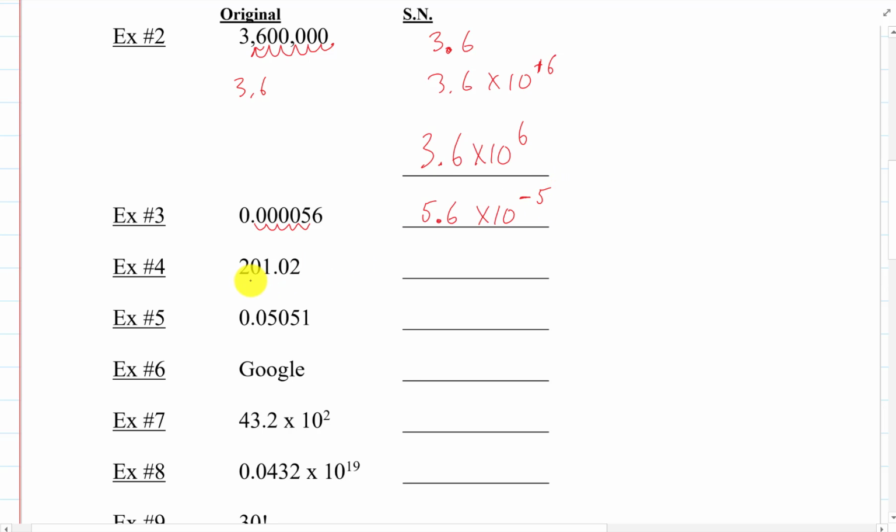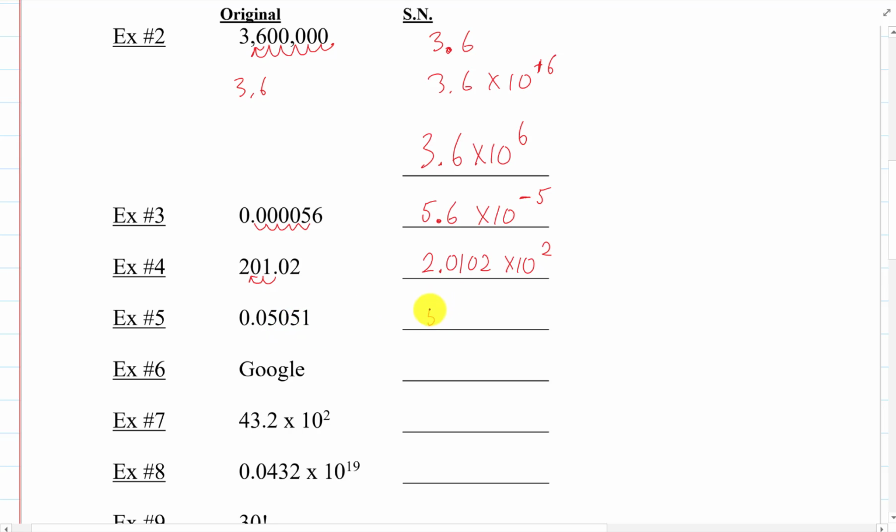Here's another one, number 4, 201.02. We're going to be moving the decimal place 2 to the left. So this is going to be 2.0102 times 10 to the 2, because it's 2 to the left. And then we have 0.05051.